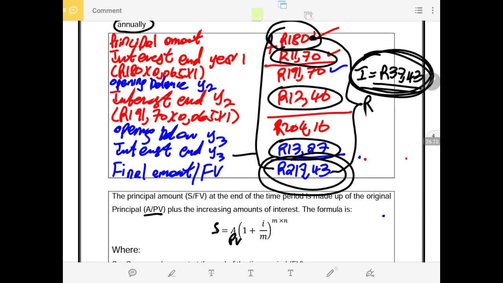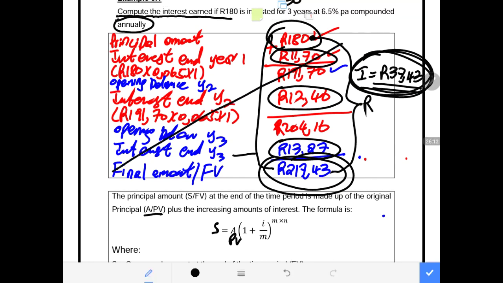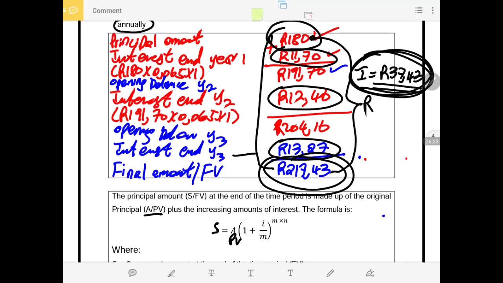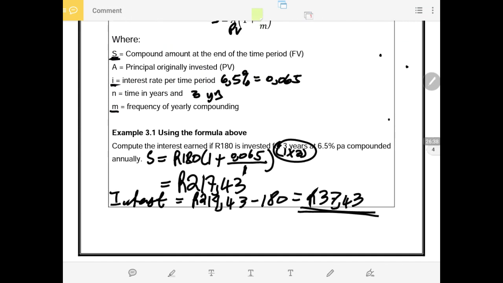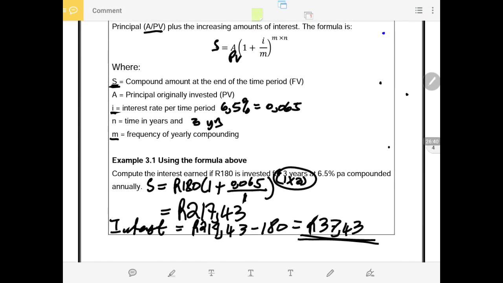And you can see that this is a very long method that we wouldn't recommend students to use during exams or any assessment, because it will take time. Most of the time you might be given an investment that is invested for a period of 5 years, 10 years, 15 years, or 20 years. So having to calculate interest for each and every period and do these workings will definitely consume a whole lot of your time.